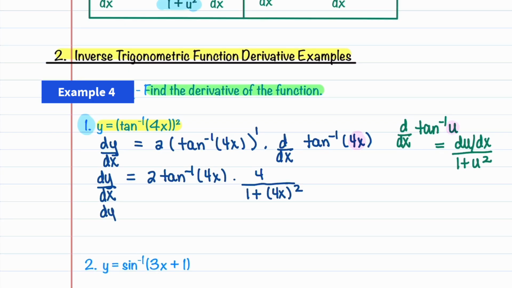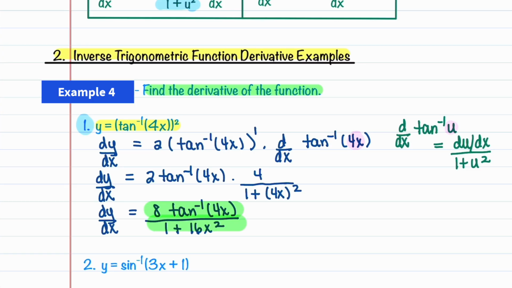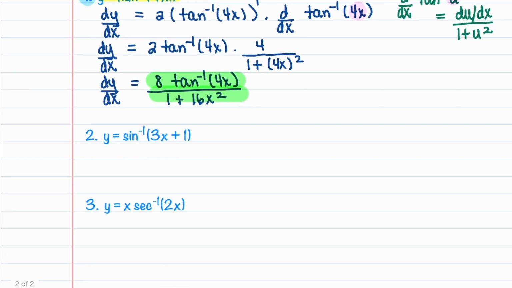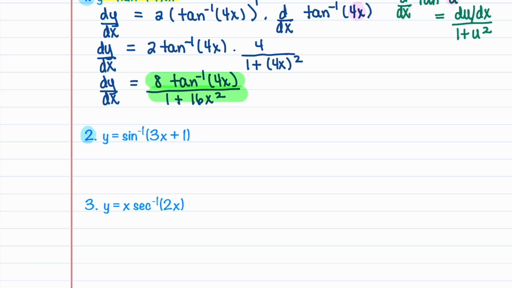Let's now combine our constants. So we have an 8 inverse tan of 4x. And then in the denominator, we have a 1 plus 16x squared. And that's our answer. That wasn't too bad. Let's now look at our second one.